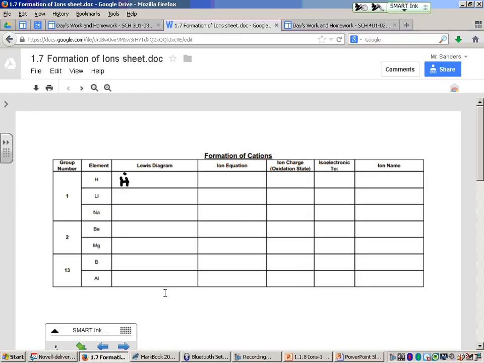These are the Lewis diagrams. The Lewis diagrams need the dots and they need the square brackets. Plus ionization energy to produce an H in square brackets with a plus, and I'm running out of space, plus 1 electron. You're going to do the same for all of the rest underneath.